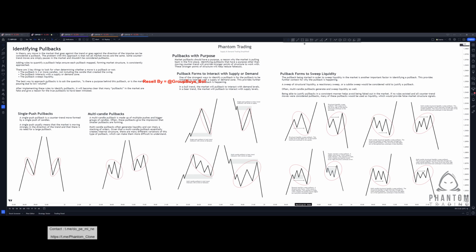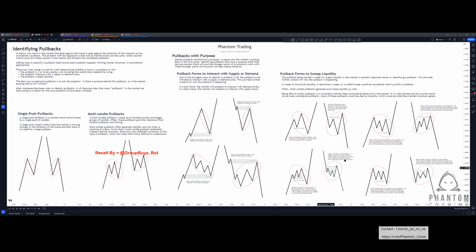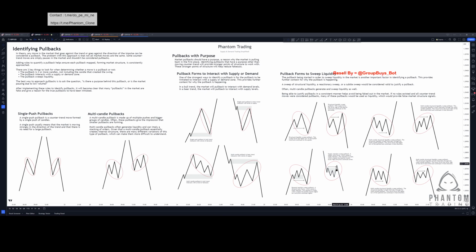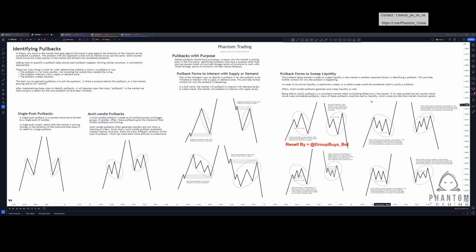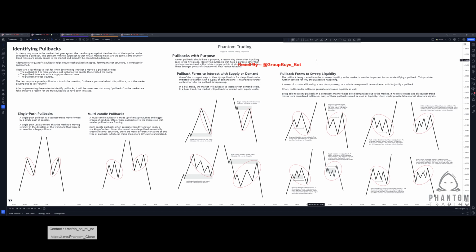But what we can look at very quickly is just the fact that we have structural liquidity sweeps forming pullbacks. We have supply and demand zone reactions creating liquidity sweeps that form our pullbacks. We have multi-candle structural liquidity sweeps. That's basically multi-candle pullbacks that are creating liquidity that is being swept. So another play on the structural liquidity. And then multi-candle structural liquidity sweeps in just a slightly different flavor. But again, like I said, we'll discuss liquidity in detail in a future lesson.